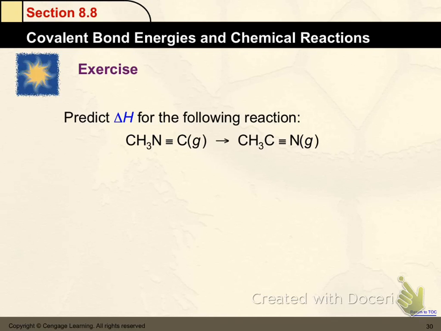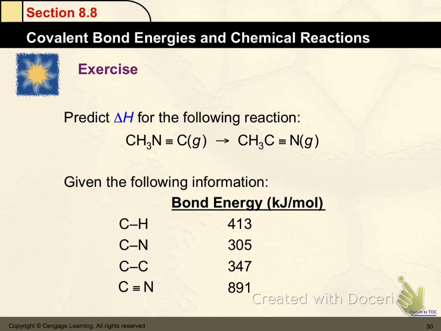All right, I do have an exercise for you maybe to do on your own. Okay, so we've got this compound right here, CH3N triple bond C rather, and that's broken up and changed into CH3C triple bond N. So you can see there's a rearrangement. And we want the following information. There we go. So let me show you what this compound actually looks like. That's going to help you.